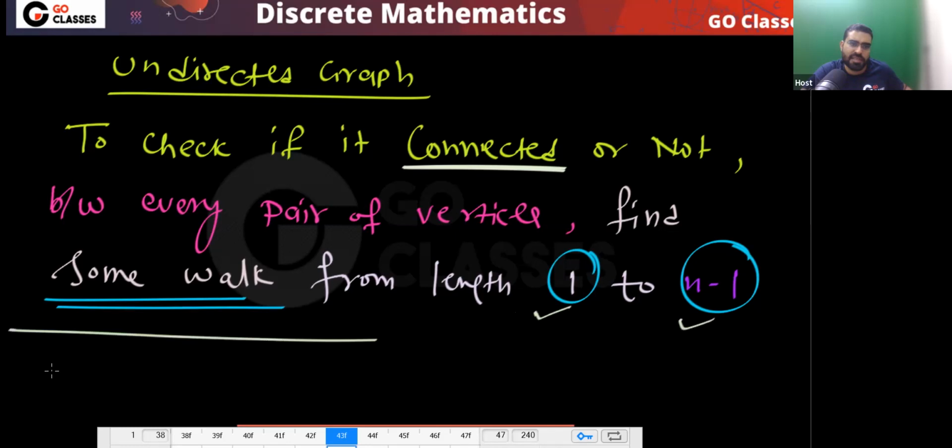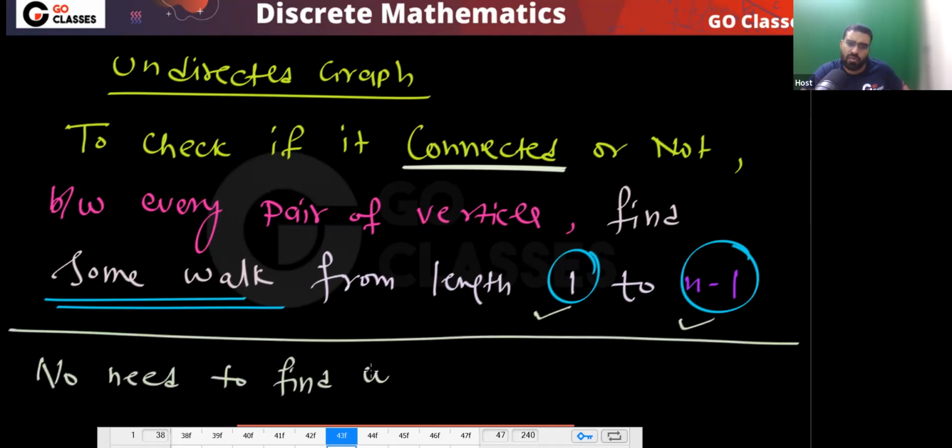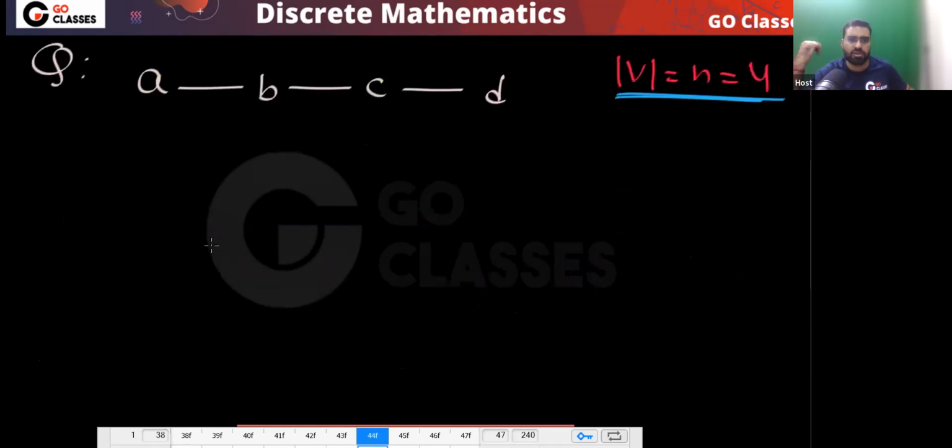So there is clearly no need to find walks of length greater than or equal to n. You can save some time, and this is the maximum you need to do. Now, another question I want to ask: in this graph, you can see that there is a walk from A to D. If I only find walks of length 3, can I say the graph is connected?